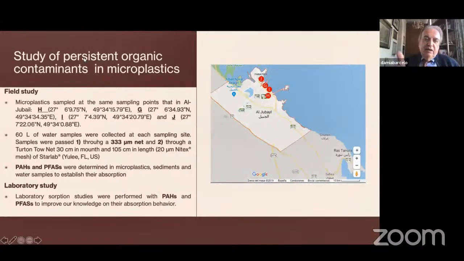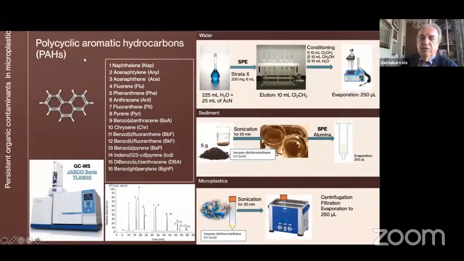We looked at the water and sediment samples, and we also wanted to look at what kind of chemicals were there. Basically, we looked at the polycyclic aromatic hydrocarbons and perfluorinated substances, which are very important. You know, these are Teflon derivatives, and we wanted to know if they are there or not. So we took the microplastics and extracted them. These are the protocols. I don't want to go into the detail.